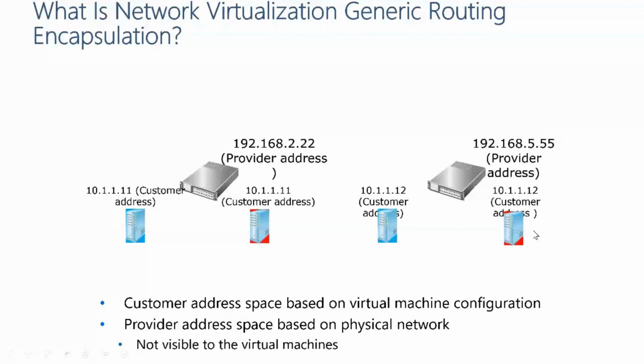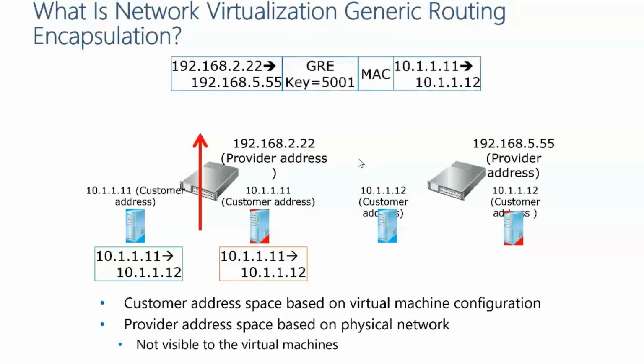The customer address space is based on virtual machine configuration. The provider address is based on the physical network. So as a provider, that's us, the physical people, we can build a physical infrastructure based on whatever networking IP address we want. That's fine, easy enough to understand. But then these virtual machines have their own addressing space. So this physical network is not visible to the virtual machines. So they can't actually interact with the physical network based on the IP addressing.